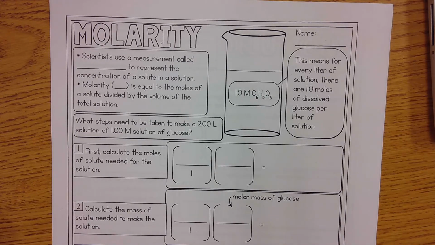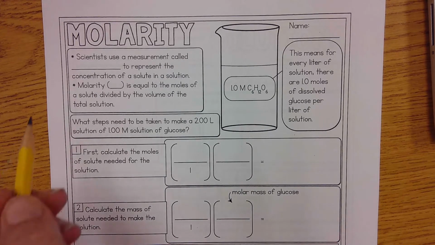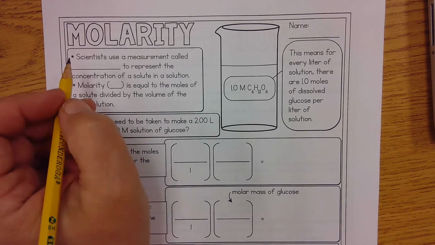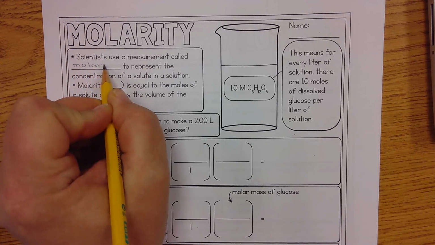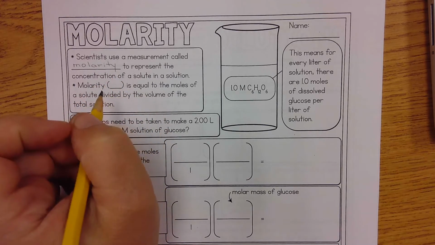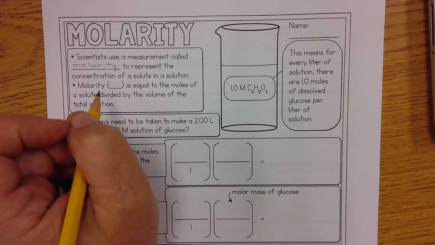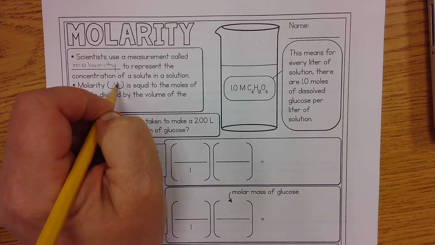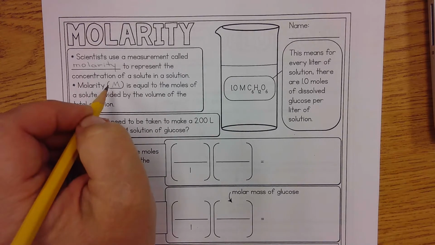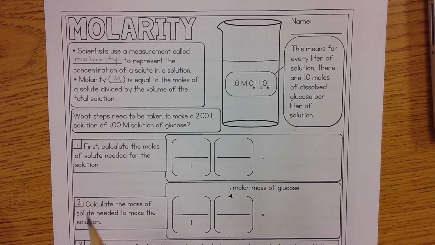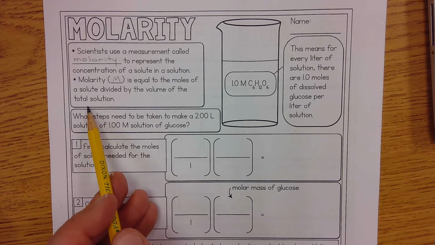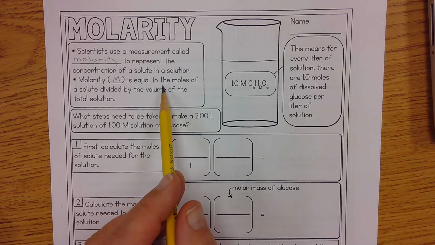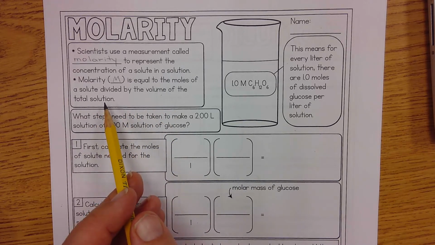Anyway, okay. So molarity. We use a measurement called molarity to represent concentration. So it's just kind of the scientific word for concentration. It also is concentration in moles per liter. It is identified by the capital letter M. So whenever you see that, you know we're talking about molarity. And it is the moles of solute divided by the volume of solution. So it has a unit of moles per liter, basically, right?